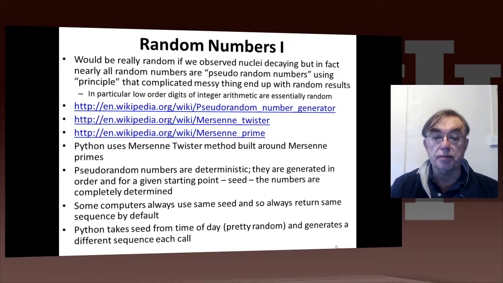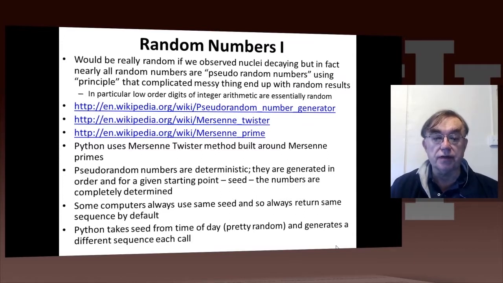So here are some Wikipedia references. Basic one on pseudo-random number generators, one on the particular version, the Mersenne twister used in Python, and then an actual discussion of Mersenne primes of the form 2 to the p minus 1, which are actually used in that twister method.